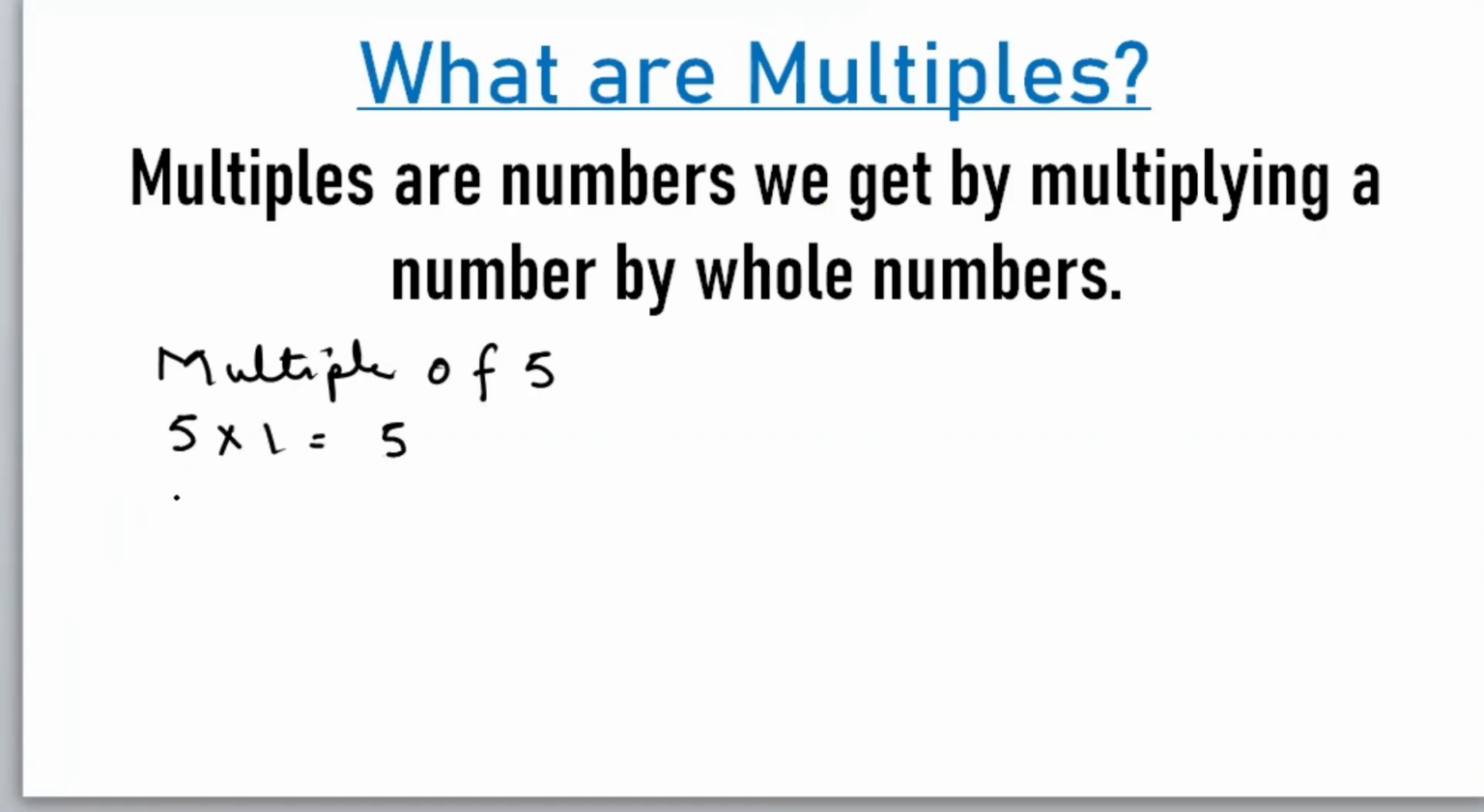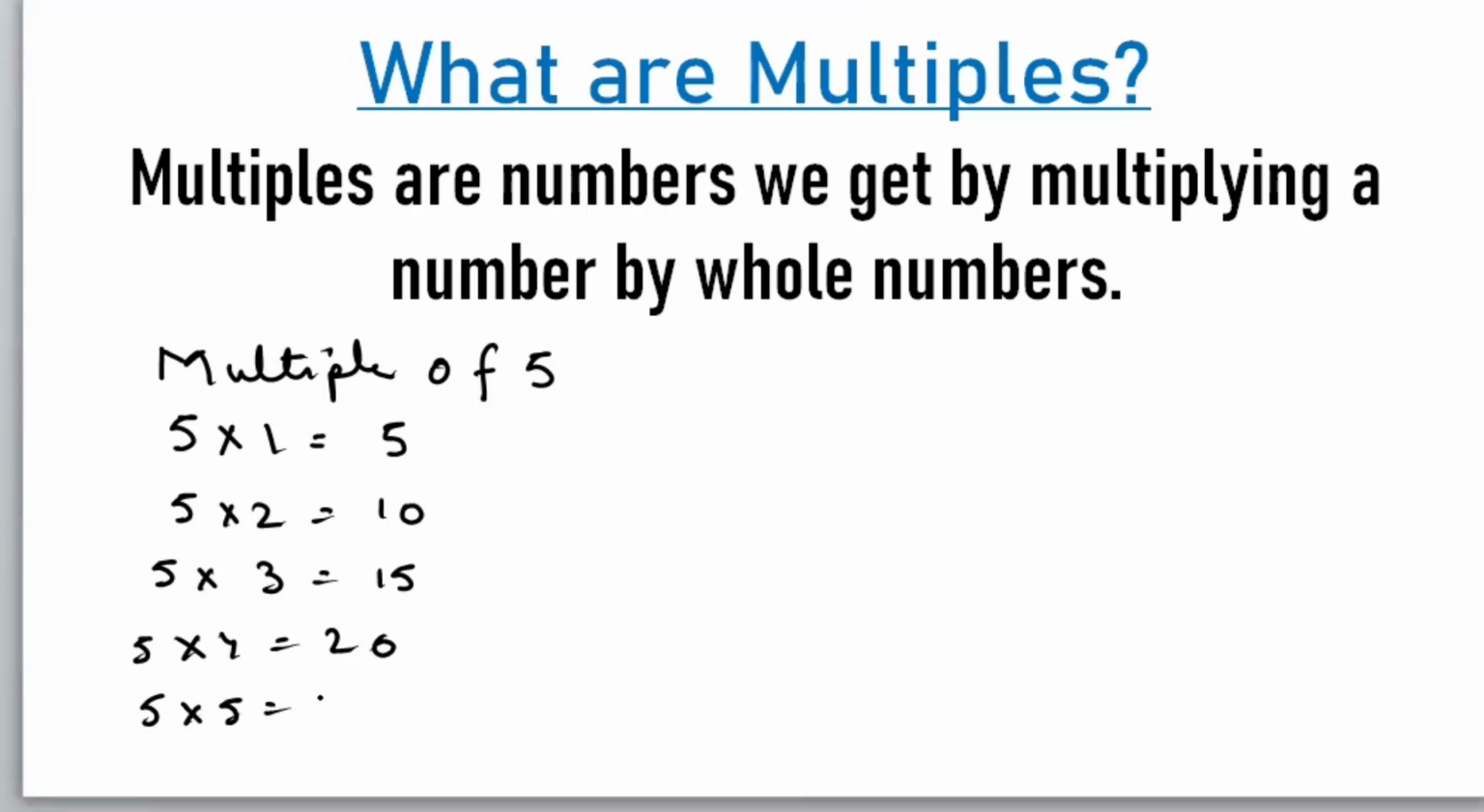5 times 1 is 5. 5 times 2 is 10. 5 times 3 is 15. 5 times 4 is 20. 5 times 5 is 25. It will go like that. So what are the multiples of 5? 5, 10, 15, 20, 25, and so on.